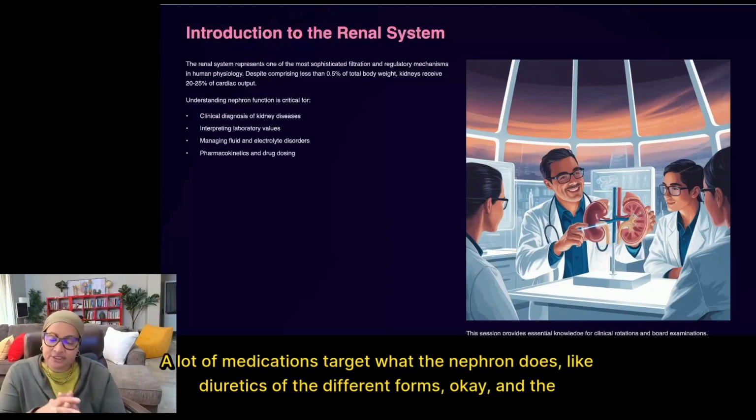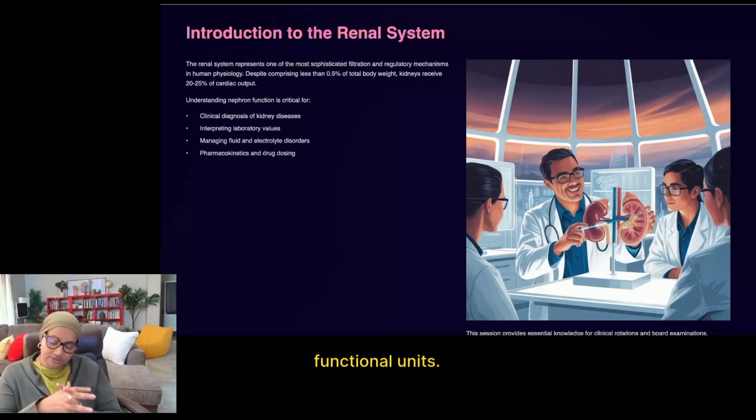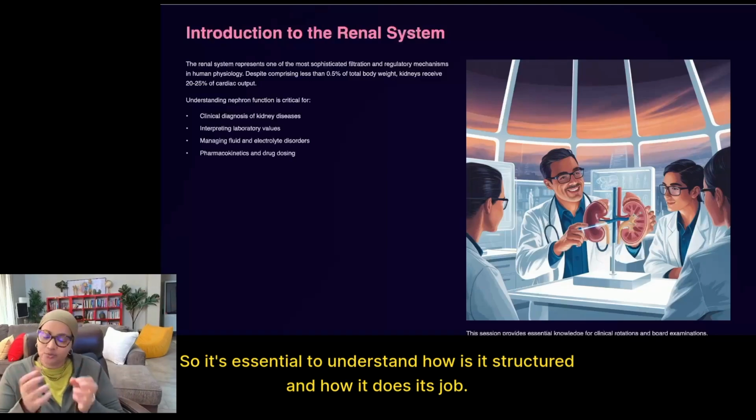A lot of medications target what the nephron does, like diuretics of the different forms, antihypertensive medications, and a lot of medications are actually excreted through these nephrons and these functional units. So it's essential to understand how it is structured and how it does its job.